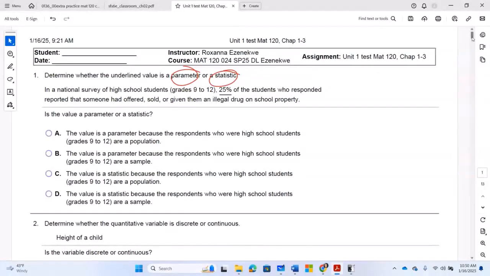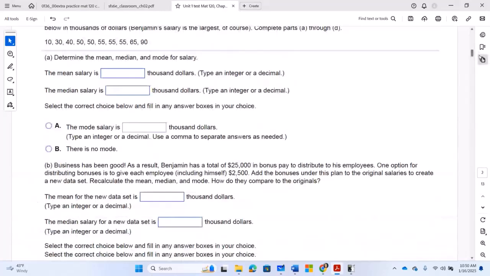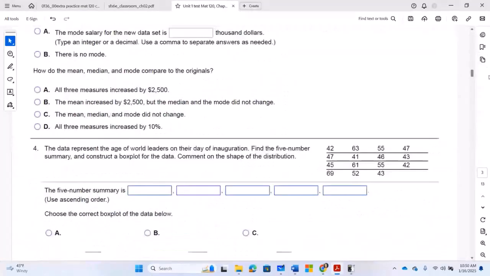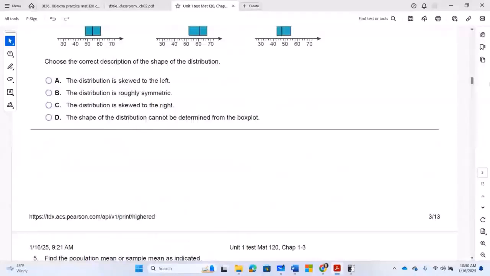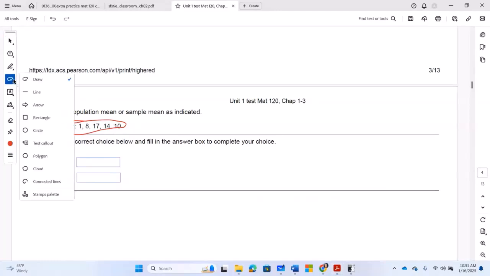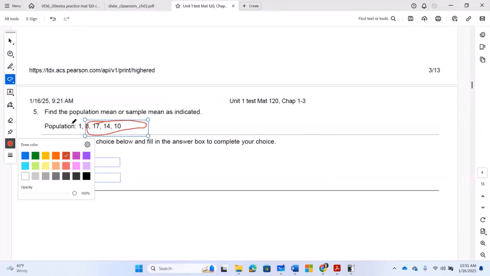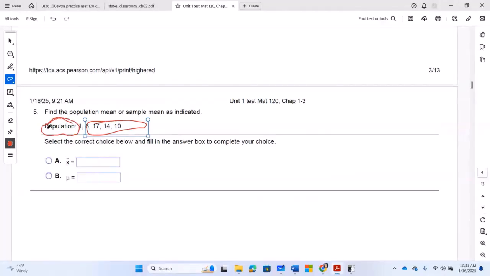All right, I have time. Let me go back and answer that question I wanted to answer. The reason I want to answer this question is I want you to pay attention to a question like this. Please pay attention. This question is telling you that the data given to you is a population. So be careful.